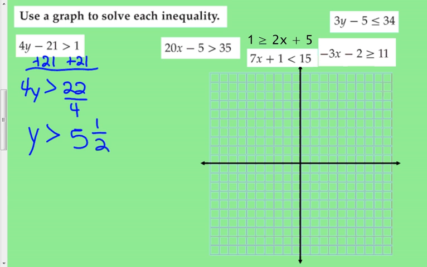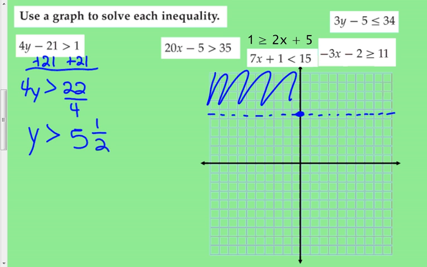So this time we go to the y-axis. 1, 2, 3, 4, 5 1/2. Put our dot here. And since it's crossing the y, it's going to be a horizontal line. And it also does not have the bar, so it's another dashed horizontal line. It goes through the halfway. And then we're going to look, it says greater than, so it's going to be on top of the line. This will be the section that's shaded.